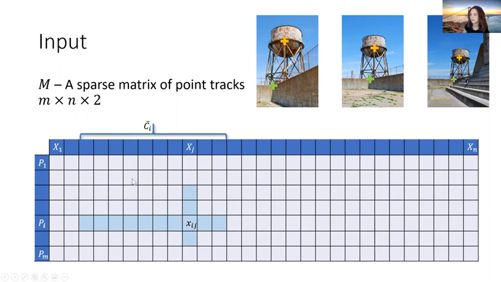We will denote all the 3D points that are in camera I as C bar I, and all the cameras that see the point XJ we will denote as CJ. The typical size of this input could be, for example, in this data set, the number of images is 172, and the number of points is about 15,000. There are about 15% non-zero values, so it's quite sparse.